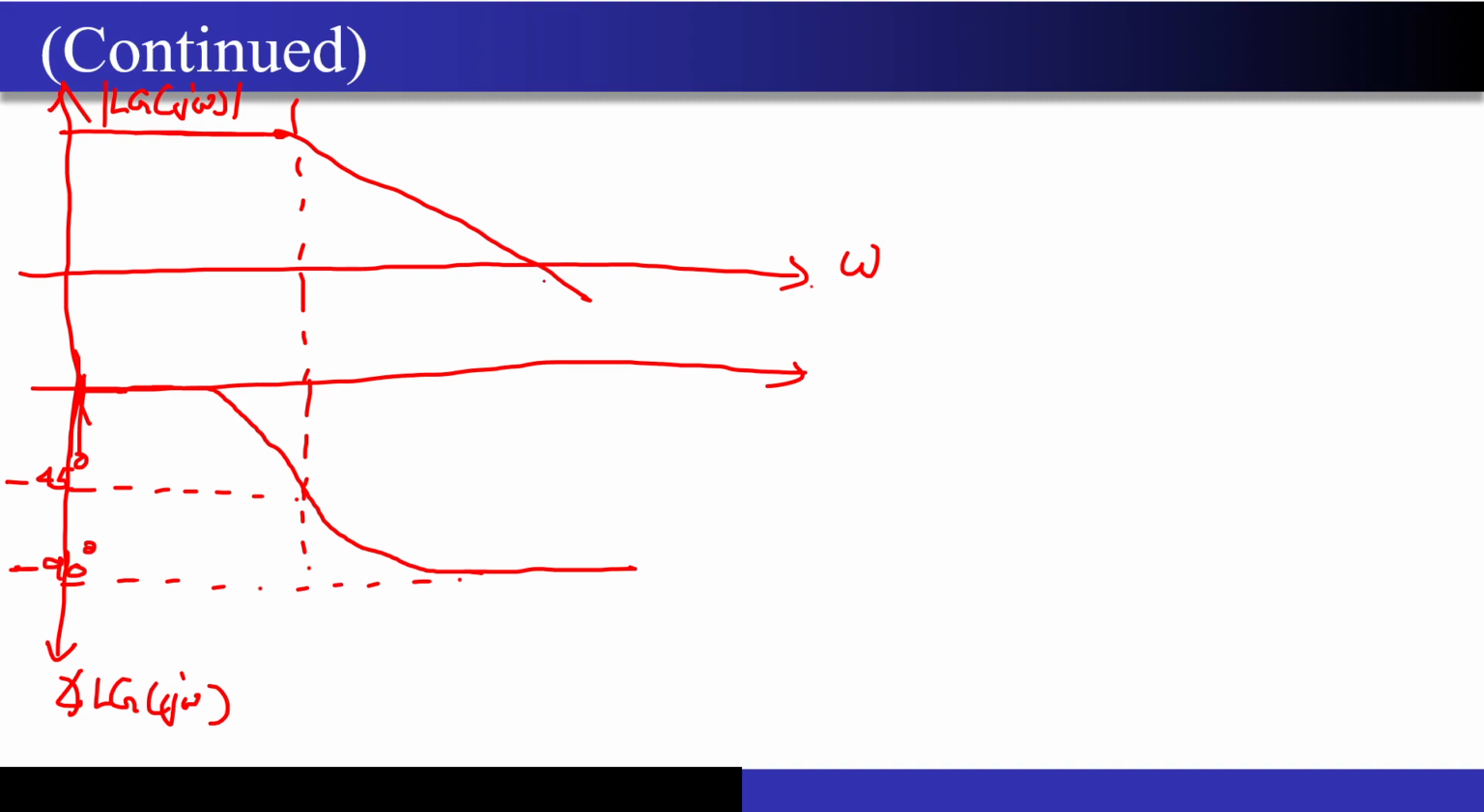By the way, after this UGBW, maybe after a 4x or 5x difference, you will find that another pole will also hit, and so this will be minus 40 dB per decade roll off. This is minus 20 dB per decade roll off, and again at the 2x frequency you have a zero that will be getting contributed because of the current mirror load that is present, correct? So this minus 40 dB per decade roll off will again become slower, to minus 20 dB per decade. But this will not matter because it is happening at a much higher frequency with respect to UGBW.